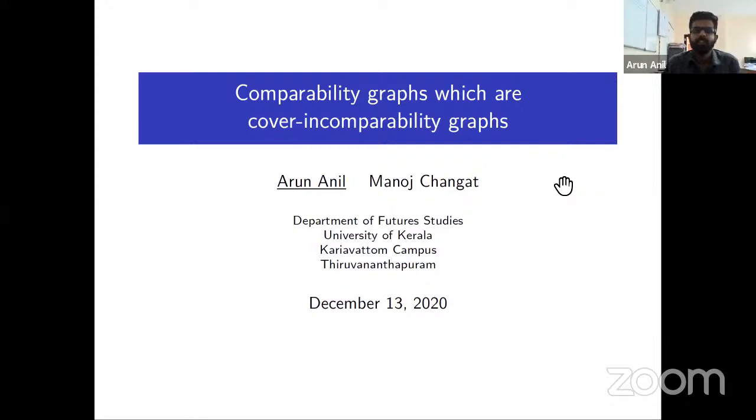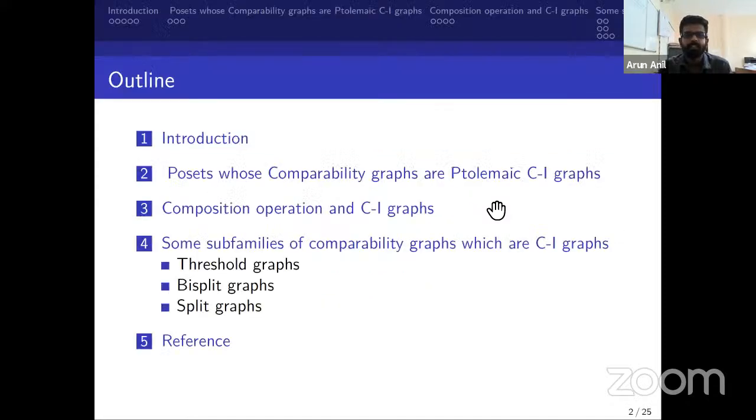Good afternoon to all. First of all, I introduce myself. My name is Arun, Research Scholar, Department of Future Studies, University of Kerala. I am doing research under the guidance of Dr. Manoj Changat, Professor, Department of Future Studies. Coming to the presentation, the title of my presentation is Comparability Graphs which are Covering Comparability Graphs. This is the outline of my presentation.